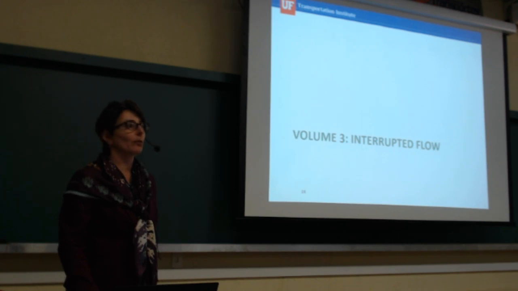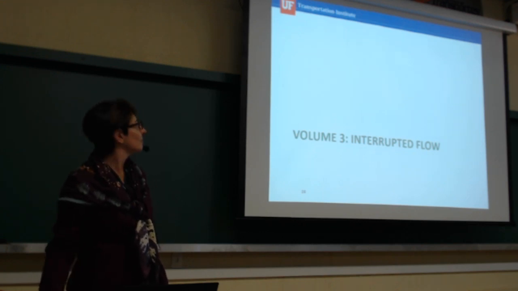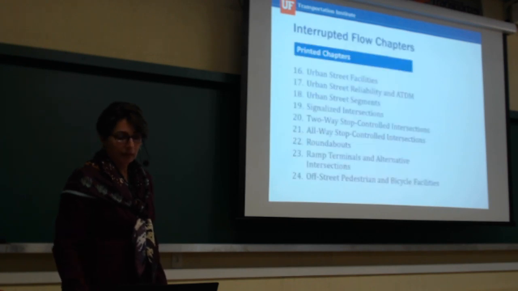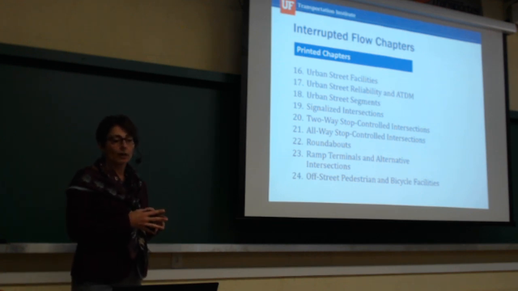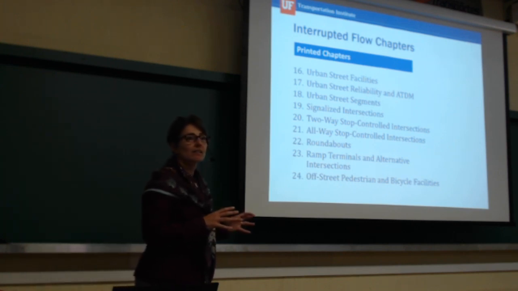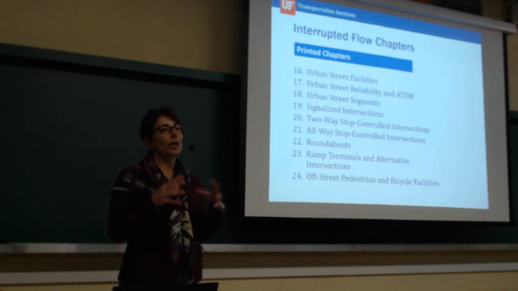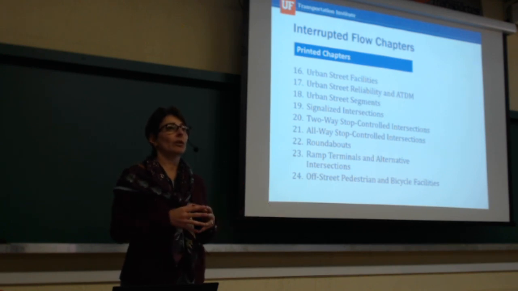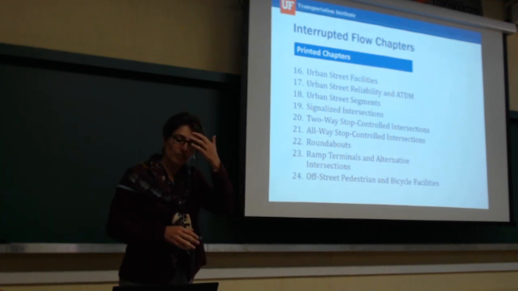And unless there are any questions, I'll go into interrupted flow and what's available there. In interrupted flow, as I said, that includes intersections, segments, and so on. And one of the new directions of that component is to include segments and arterials, and move more toward systems analysis, for exactly the same reasons as for freeways. When you have spillback and congestion, one segment affects the other. It would not be correct to just look at a particular segment on its own when you have congested conditions.